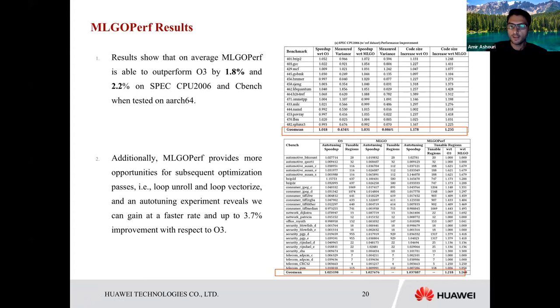As a cost, an overhead to pay for using MLGO perf and spinning up the application, our code size increased by 17% with respect to O3 and by around 20% with respect to MLGO. But note that MLGO was only trained for reducing code size and not performance. Our target here was to optimize performance rather than code size, so it is acceptable to have a certain amount of code size increase in our target benchmarks.